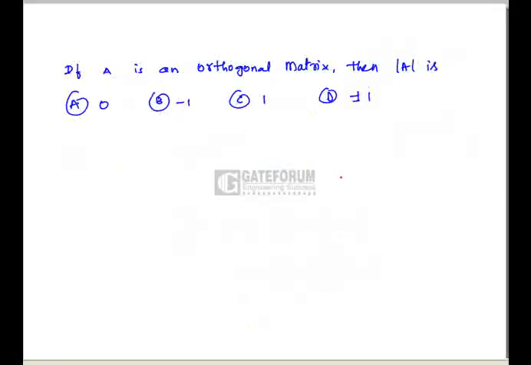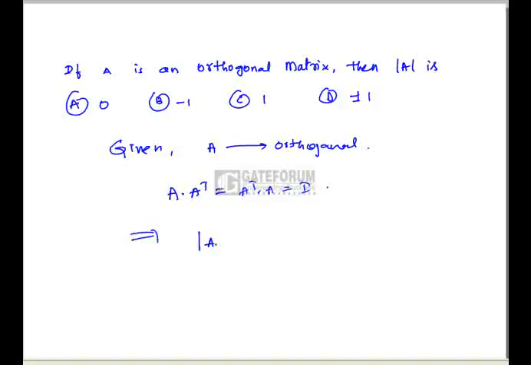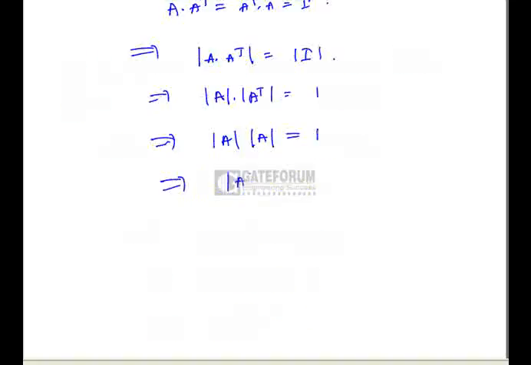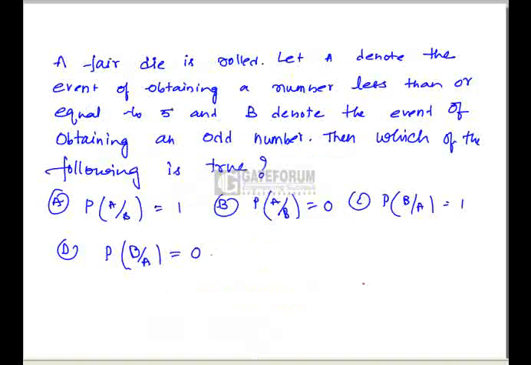If A is an orthogonal matrix, then we have to find the value of the determinant of A. So it is given that A is orthogonal. Orthogonal means A into A transpose, or A transpose into A, will always equal I. Now if I apply the determinant to the above equation, the determinant of A into A transpose equals the determinant of I, which is 1. Now also we know that the determinant of A transpose and the determinant of A are equal. So we can write this as the determinant of A squared is equal to 1. So the determinant of A will be plus or minus 1. That is option D.